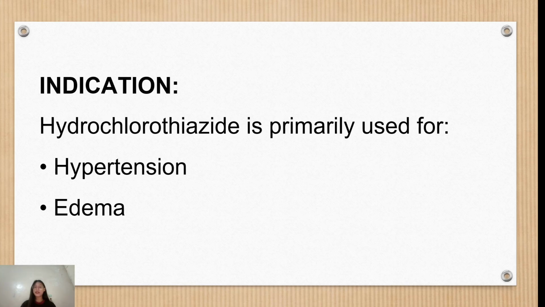Hydrochlorothiazide is primarily used for hypertension. It helps lower blood pressure by increasing urine output and reducing fluid volume in the body. And it is used for edema. It helps reduce swelling caused by conditions like heart failure, liver disease, and kidney disease.